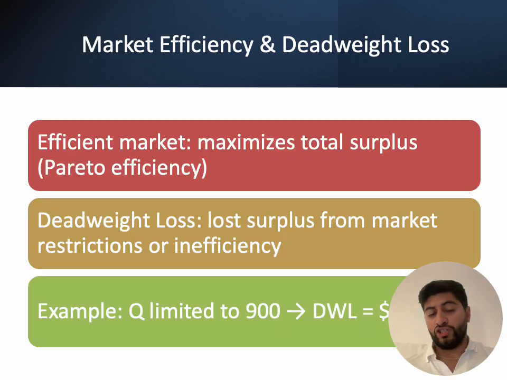Let's talk about market efficiency and deadweight loss. A market is efficient when total surplus is as big as it can get. This is called Pareto efficiency. Deadweight loss happens when potential trades are lost, such as when the quantity is restricted. For example, if only 900 units were allowed to trade instead of 1000, we would have a deadweight loss of 350 in surplus.